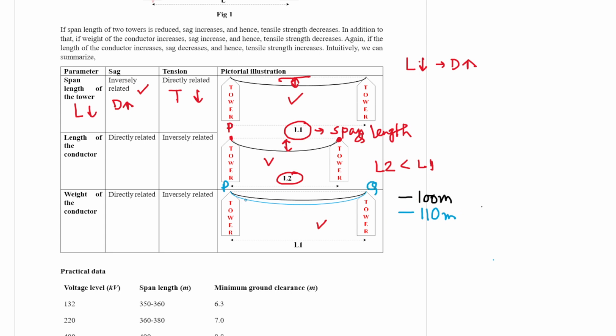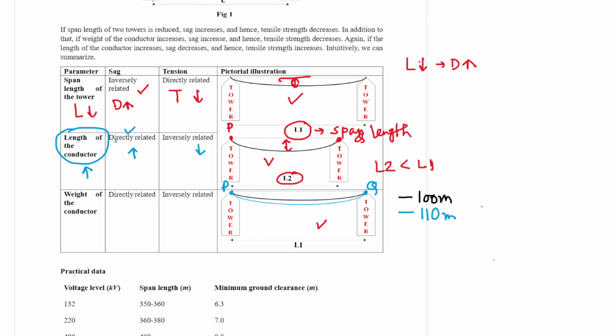So if the conductor length is more, then its sag will be more. That is why it is written with respect to the length of the conductor; sag is directly related. And as the sag will be more, the tensile strength acting on these 2 points, P and Q, will be less. So that tension will be inversely related. If the length of the conductor goes high, sag will be more and tensile strength will be less.